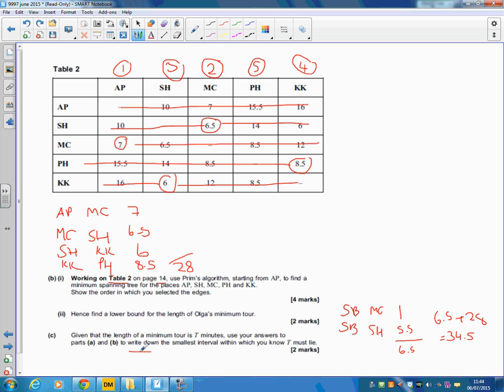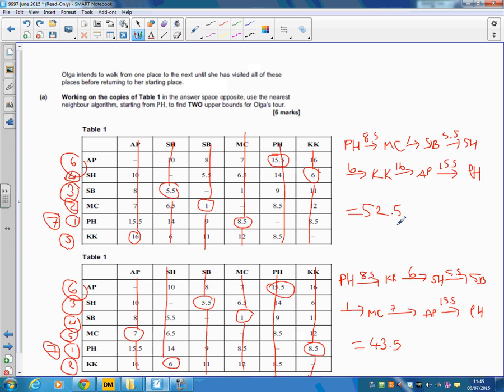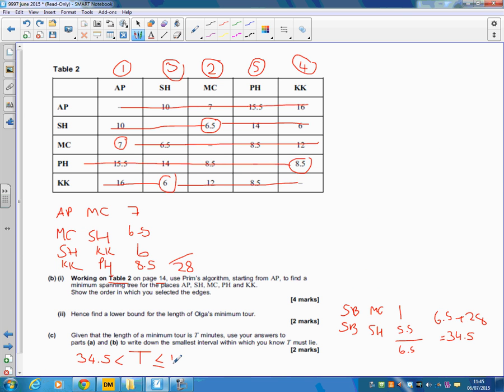Finally, given that the length of a minimum tour is t minutes, we're going to use our answers to A and B to write down the smallest interval. So we know our lower bound is 34.5, so there is no way our tour can be below 34.5. So it must be above 34.5. And then we look at our upper bounds. So we could do a tour that took us 52.5, or we could do one that took us 43.5. If we've got a choice, we're going to pick the smallest tour. We want to do it in the least time, so we're going to pick the 43.5.